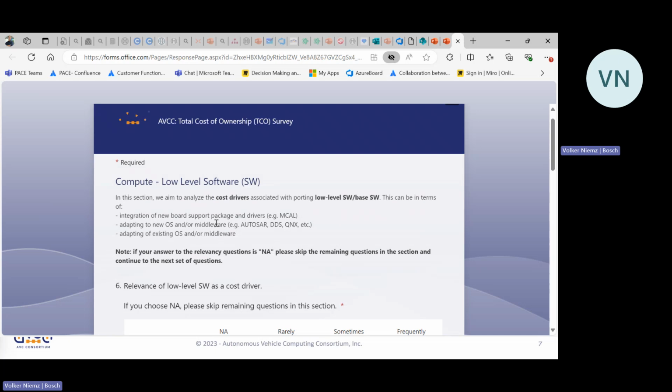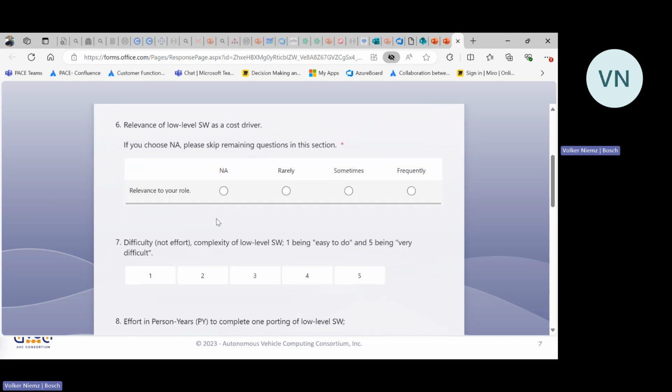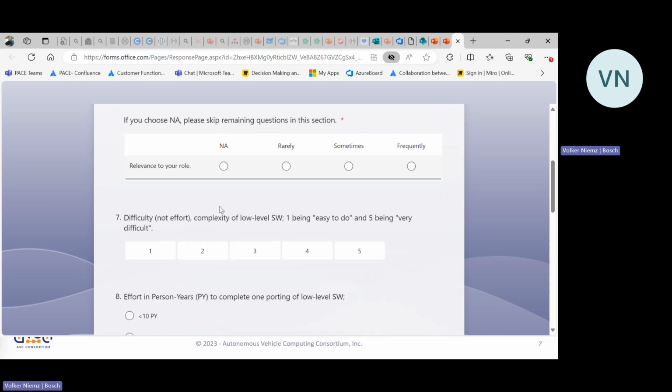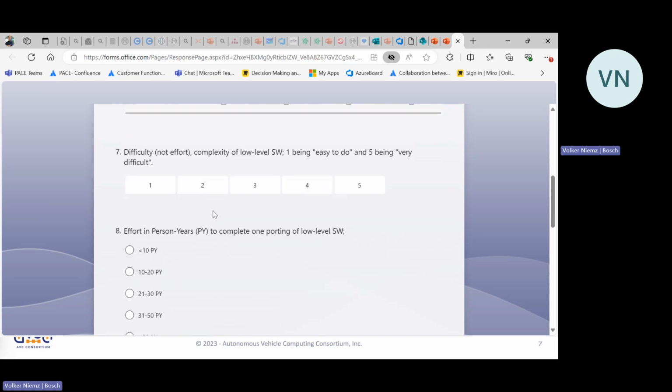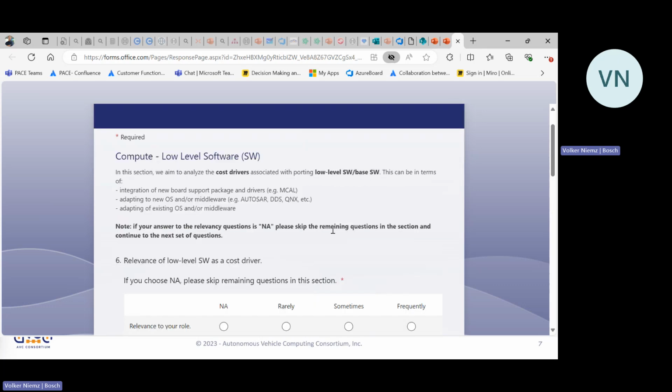She thought it might be useful to have a qualifying question to understand what's driving that porting. Is it a change of SOC? If it's a change of SOC, is it from one version of the same vendor to an upgrade of the same vendor, or is it across different vendors? Are you changing sensors? Some kind of qualifying questions in terms of what's creating that. If you scroll up, it might be there that it's integration of a new board support package and drivers, adapting to a new OS and or middleware, or adapting to an existing operating system.